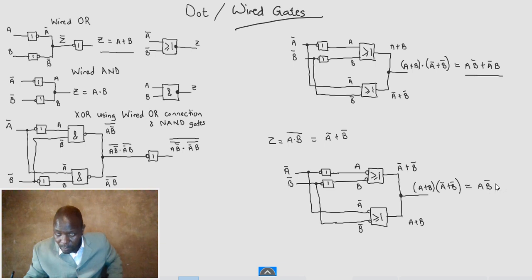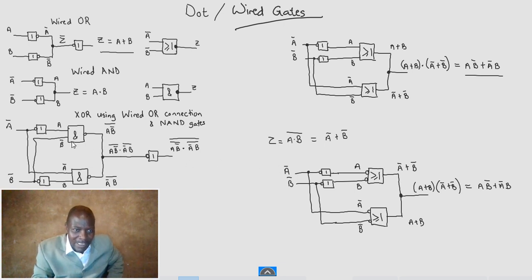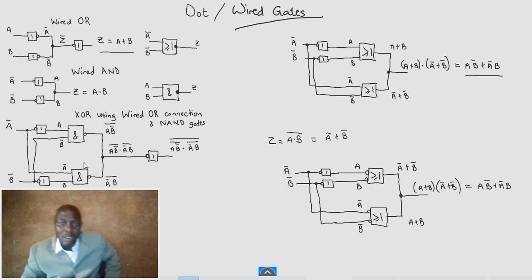So I can argue that it might not seem like it, but we've used NAND gates. An OR gate with inverted inputs is actually a NAND gate. All I did was change this. This is what I did here. I changed this to OR gates.